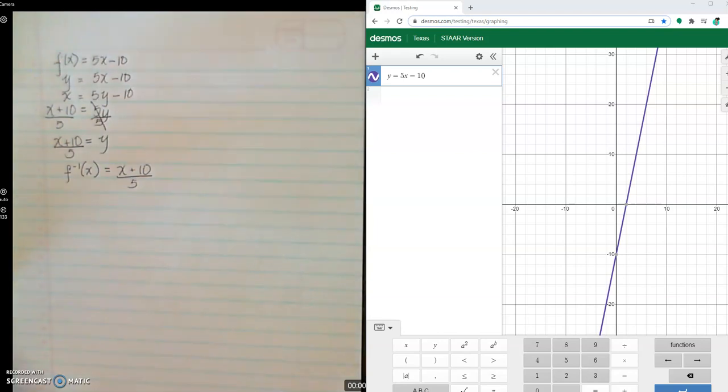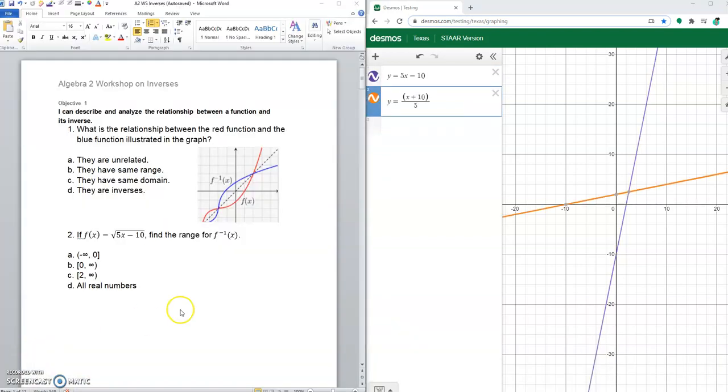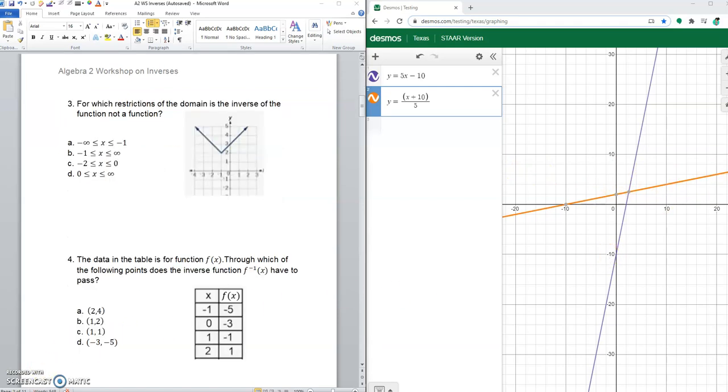So now putting it in function notation, f inverse of x is x plus 10 all over 5, and then we're going to graph that. And so now the orange line is our inverse, okay? And they are reflective about the y equals x line. And we are looking for the range. Because there is an arrow at the bottom of the orange line and the top of the orange line, your range is the set of all real numbers, which is letter D. Let us now go to question number three.